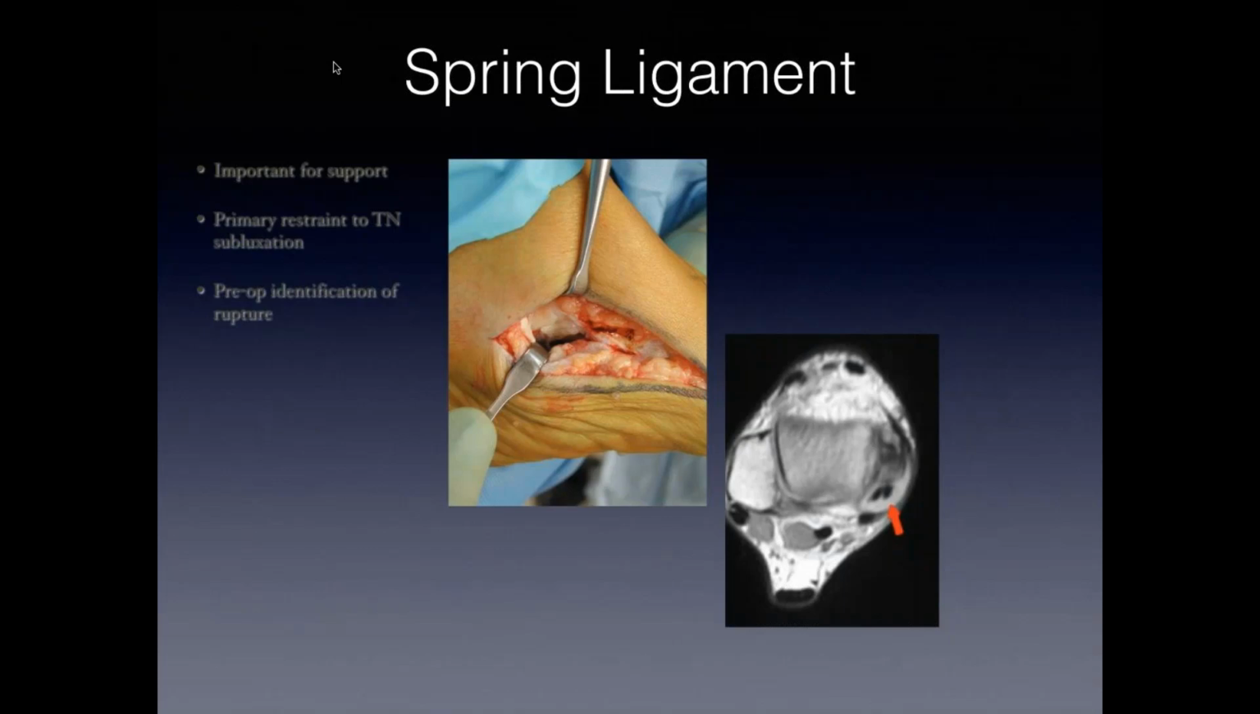So this subluxation can start to occur, and this is where you can start to see pain around the posterior tibial tendon. And this can be identified as well, as on the right-hand side you can see identification of an attenuated or torn spring ligament.